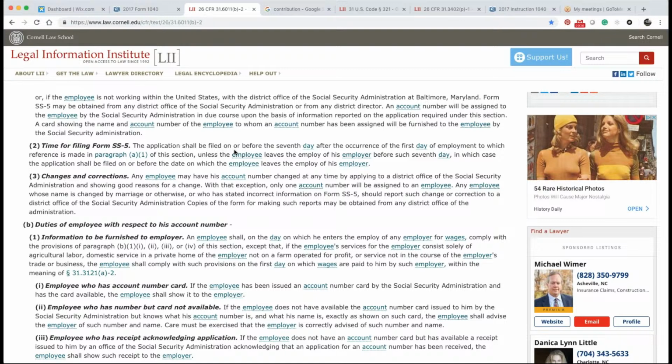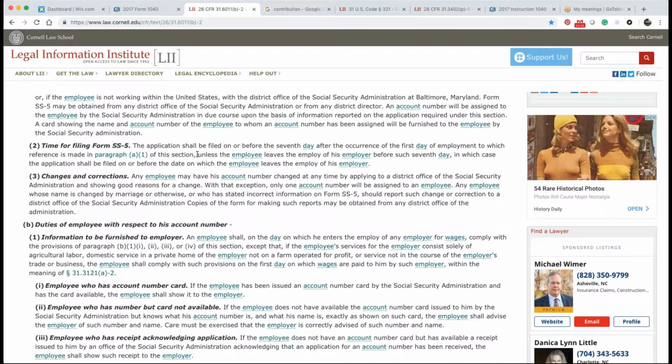Time for filing Form SS-5. The application shall be filed on or before the 7th day after the occurrence of the first day of employment. It's telling you when to fill out an SS-5 form. But yet, SS-5 forms are filled out for children, babies. Okay.